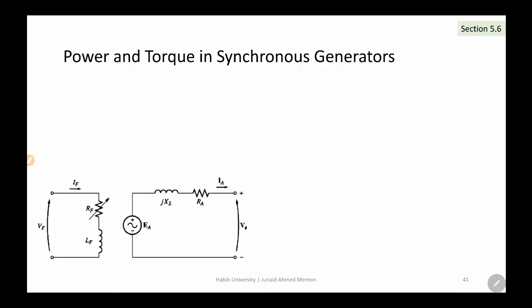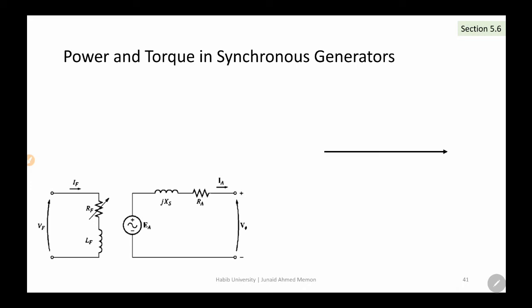conclusion here. If we extend the same phasor diagram and make some approximations, then we can actually get very important equations for the power and torque in the synchronous generator. So let's see those. Okay, how can we do that?